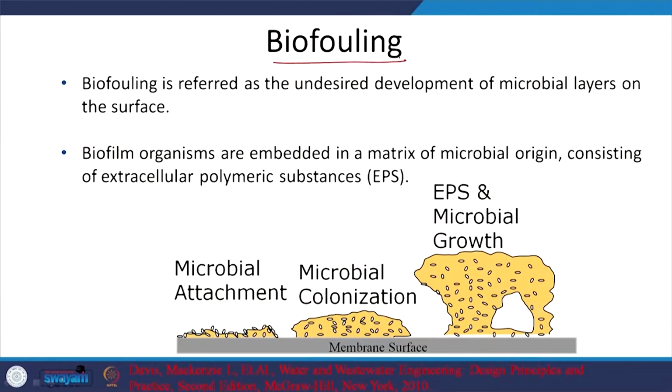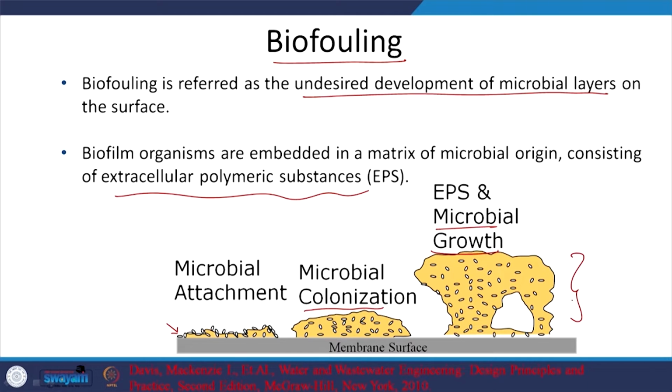Biofouling. Here we have undesired development of a microbial layer. Initially you might have some microbial attachment, and once the conditions are such that the microbes can thrive, you will have colonies being formed, microbial colonization, and then microbial growth, extracellular polymeric substances, again microbial attachment, colonization and growth. So, this again will lead to biofouling, and again issues with respect to rejection and higher pressures, right. These are the aspects that need to be considered.